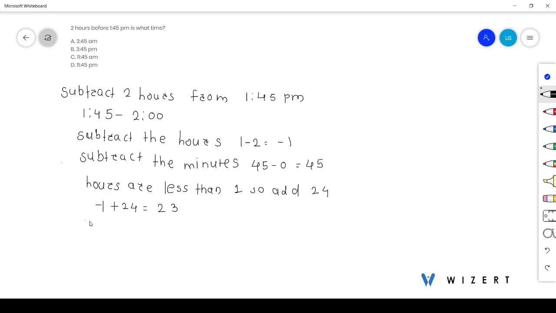So the answer is 23 hours 45 minutes. This is 24 hours clock. So convert it into 12 hours clock. So it is 11:45 of the previous day.